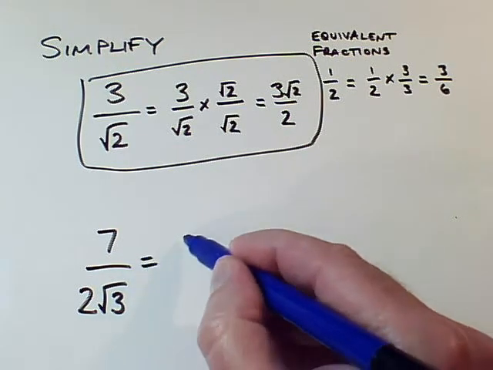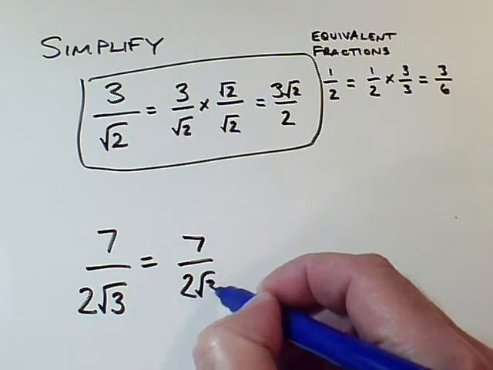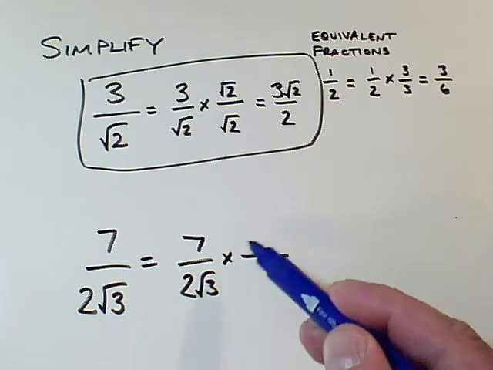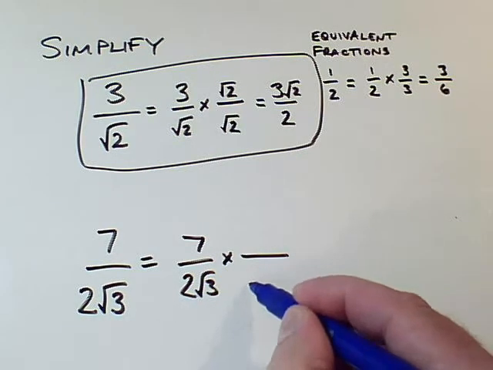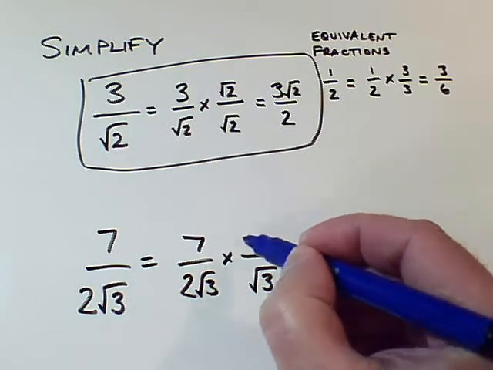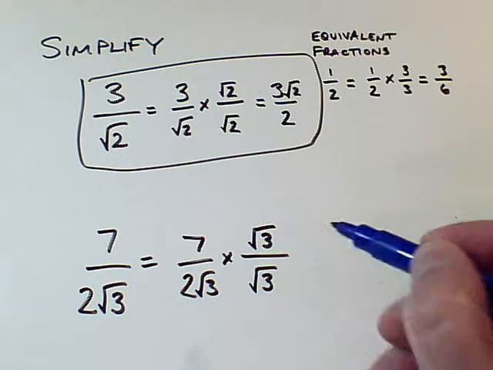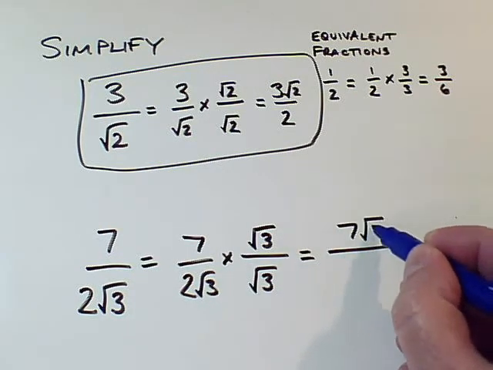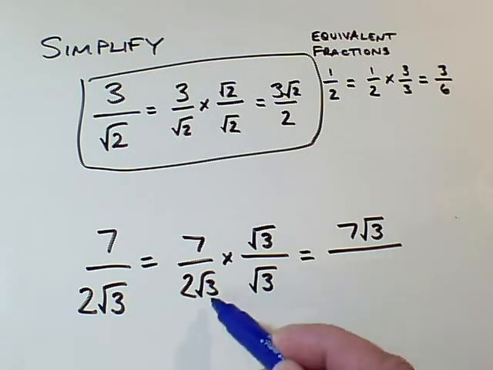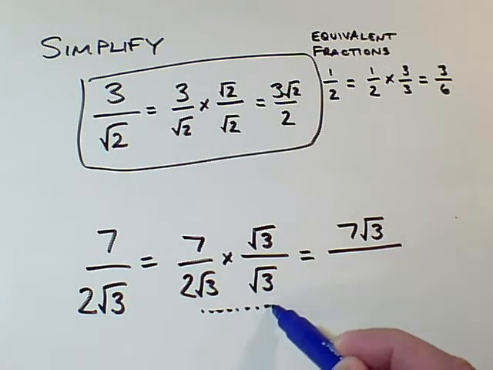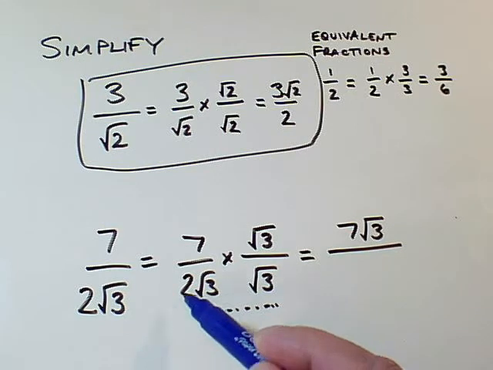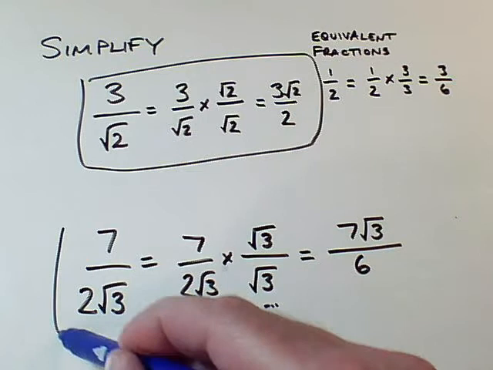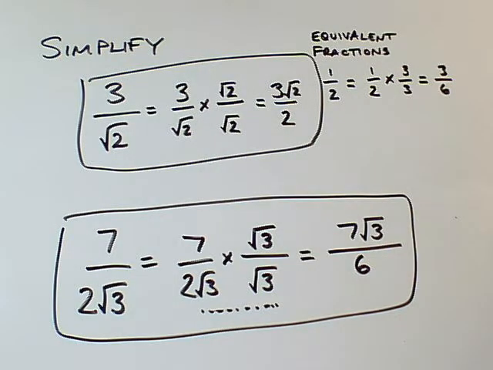I've got 7 over 2 root 3, and to make that an equivalent fraction, I need to multiply by the same thing here and here, and in order to make this turn into a whole number, I'll need a root 3 on the bottom, which is alright as long as I multiply the top by root 3 as well. So on the top I've got 7 times root 3, which is 7 root 3. On the bottom, root 3 times itself is 3, so this multiplication here will give me 3, times the 2 will give me 6. Okay, so these two conversions here are a standard method that you need to know.